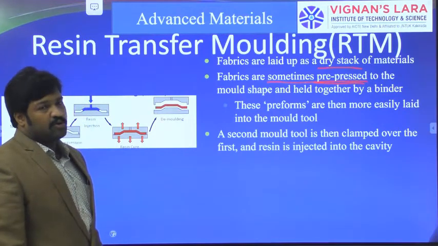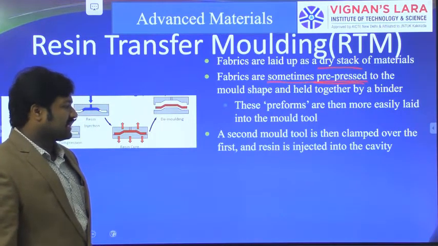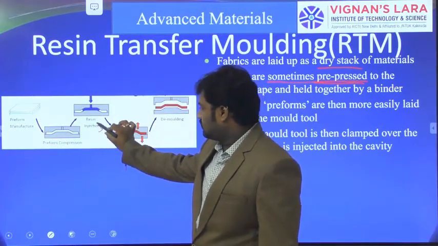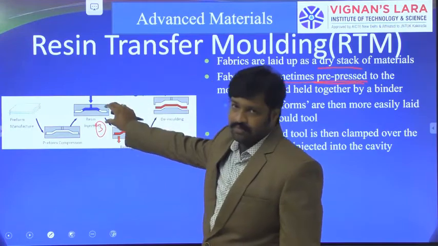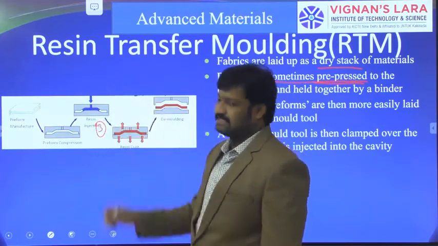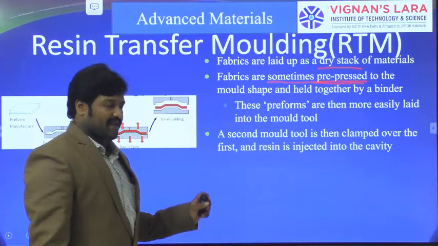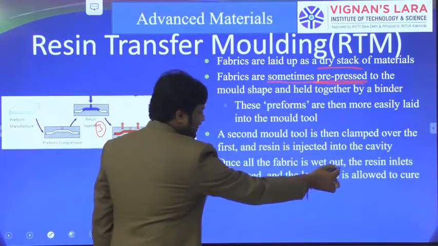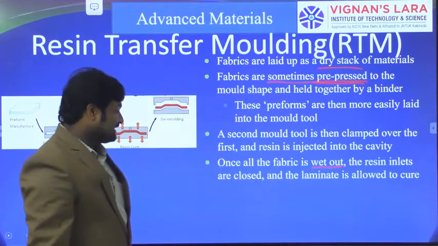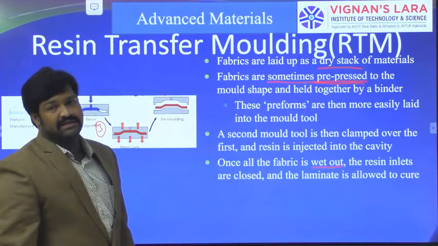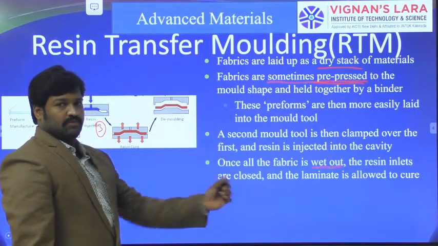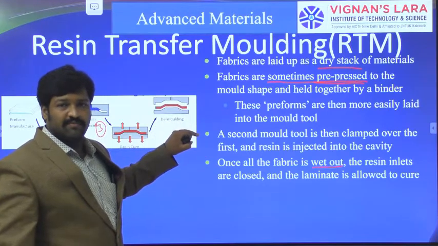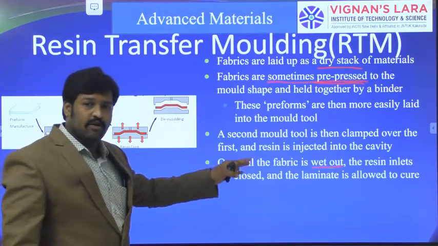Next, a second mold tool is then clamped over the first and resin is injected into the cavity. So this is the third step. Both the molds are placed together and the resin is impregnated through the fabrics. Next, once all the fabric is wet out, the resin inlets are closed and the laminate is allowed to cure. After a proper amount of matrix is injected, we close the valves and allow the component to cure.